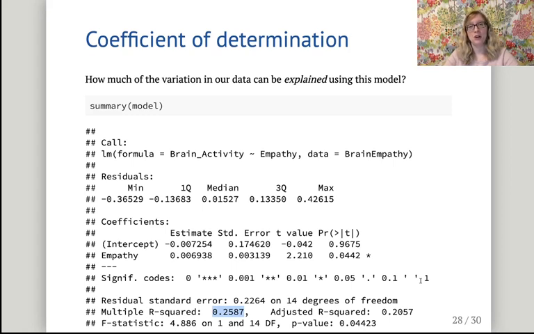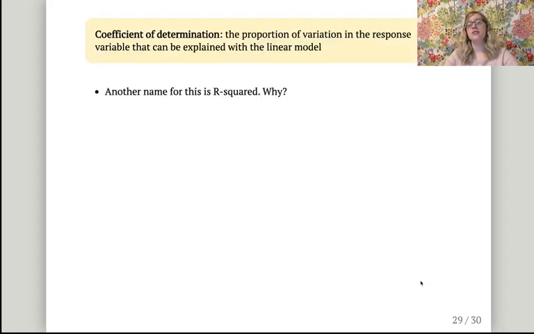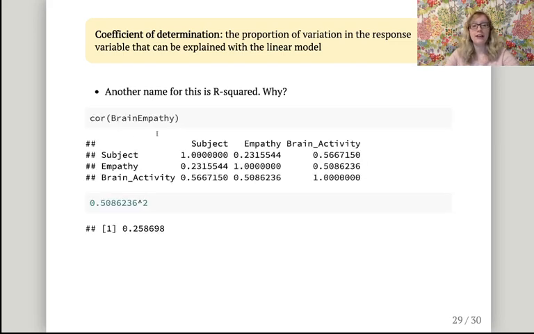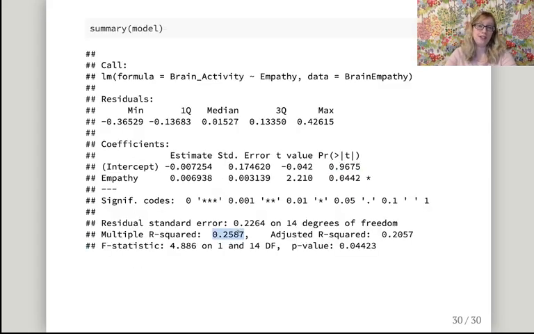Now, there's a reason that this is called R squared, and the reason is because of a relationship between the coefficient of determination and the correlation. Specifically, if I take that correlation from the brain activity level and the empathy, so 0.508, and square it, I get the coefficient of determination. So R squared is literally just the correlation squared. So once you know one, you're able to find the other.